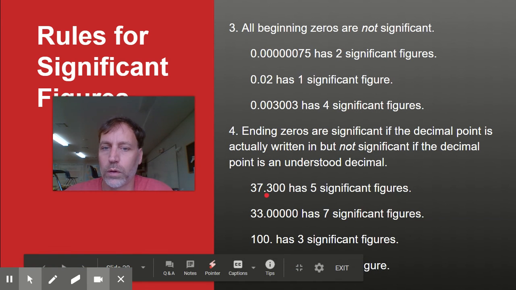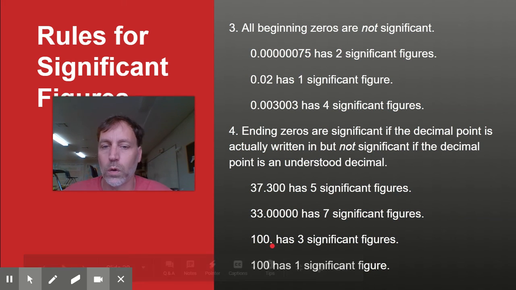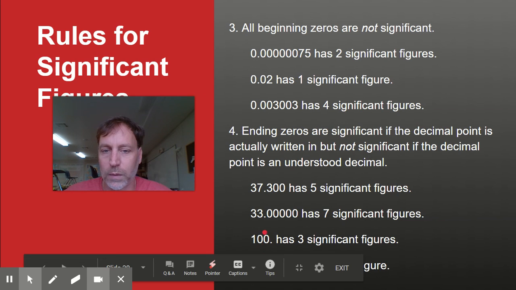So 37.300, these are called trailing zeros, they'll count. So all 5 of these numbers count. Same thing with 33.00000, because the decimal point is there, anything to the right is going to count. Okay. Now 100 with a point there, that means you're telling me that you know to a fact this, and you're estimating this last digit. So we have 3 significant figures here, all right?